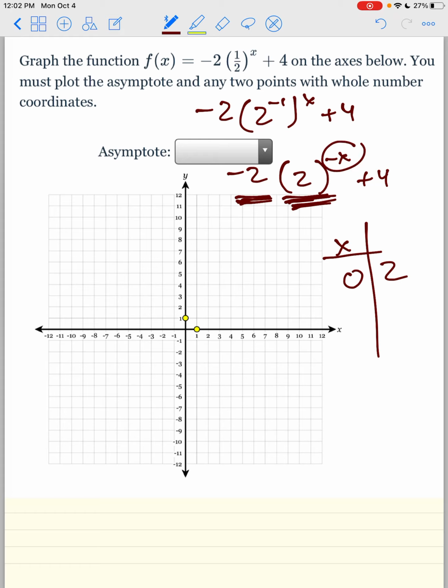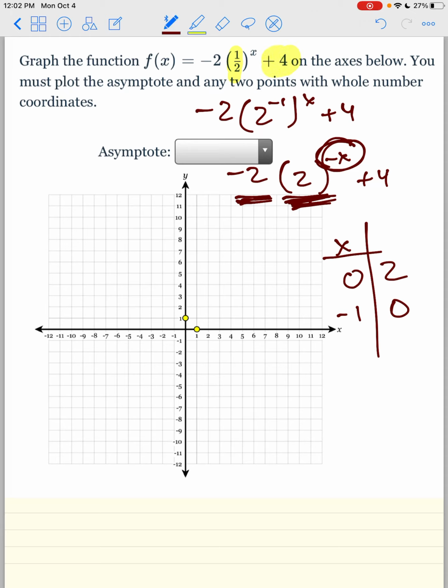And then you want to pick a negative number. Anytime you guys have fractions, pick a negative number. So I'm going to pick negative 1. Negative 1 times negative 1 is positive 1. 2 to the first is 2. 2 times negative 2 is negative 4, plus 4 is 0. This has a horizontal asymptote at 4.